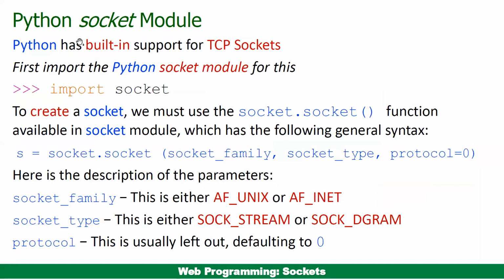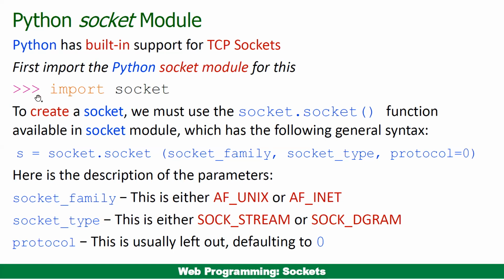Now let us see the Python socket module. Python has built-in support for TCP sockets. First, what we have to do is import the Python socket module using the command import space socket. Simply type this statement, and the Python socket module or package is imported automatically. You need not install it separately.